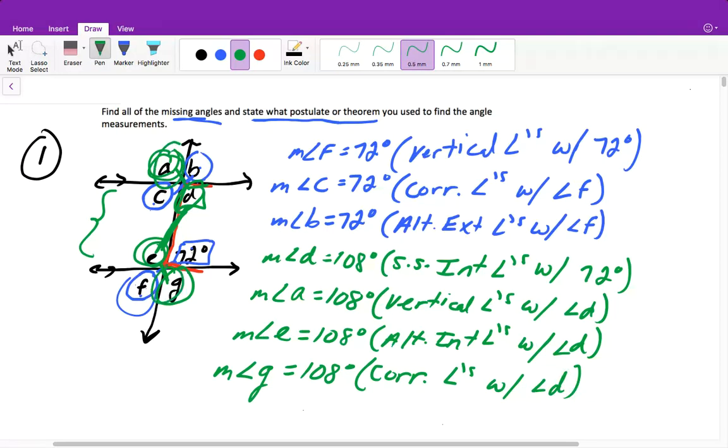But this will all be worth 1 point, being able to give me the angle measurement. And then this will also be worth points as well, saying why it is. So I won't be going through in detail how this needs to be written, so make sure you're writing this properly.